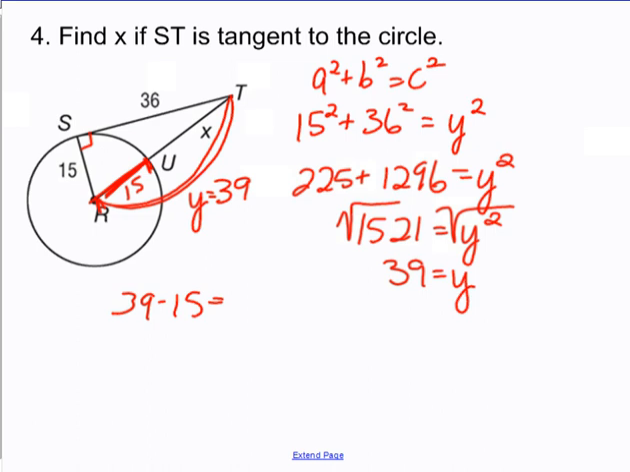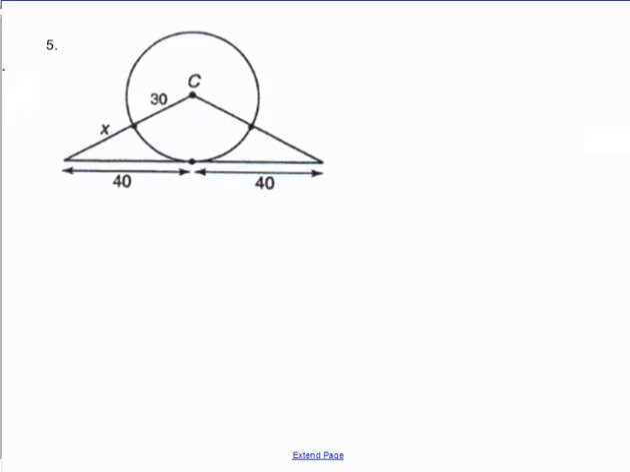And I end up with 24. So that's x right there. All right. Let's see if we can figure this one out. Well, I'm looking here and I don't see much that's going to help me out. I don't have any right triangles, but I can make one right here.